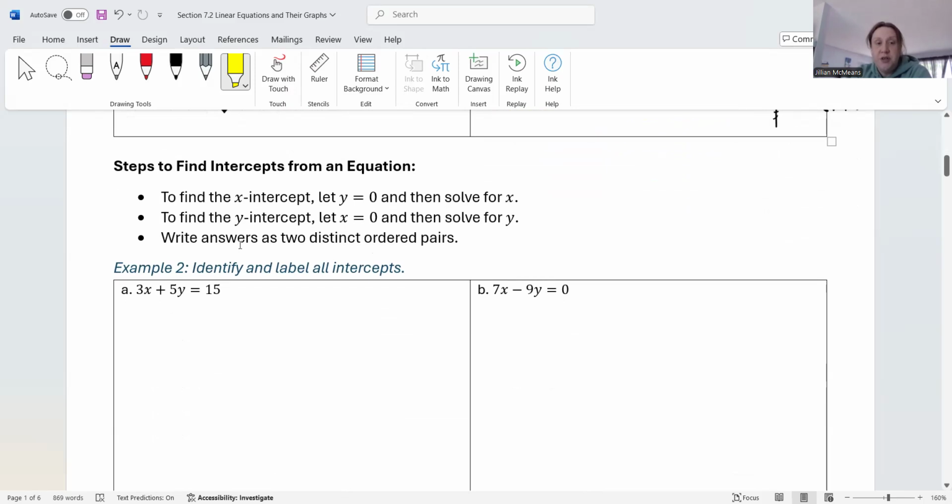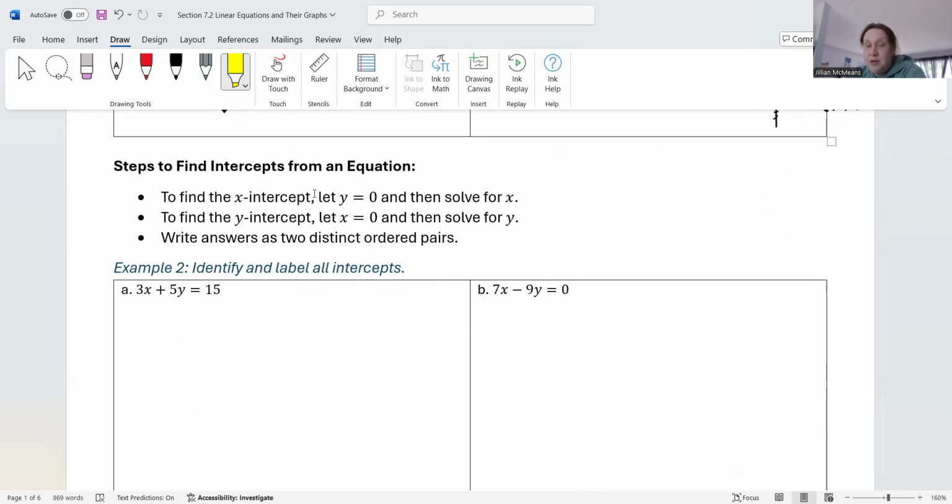All right, so for example 2, we're going to identify and label all intercepts, but notice for part A and B, we have equations, okay? So steps to find intercepts from an equation. The first thing we want to do is we're going to determine, are we going to find our x-intercept first or our y-intercept first? I generally go x-intercept first, okay?